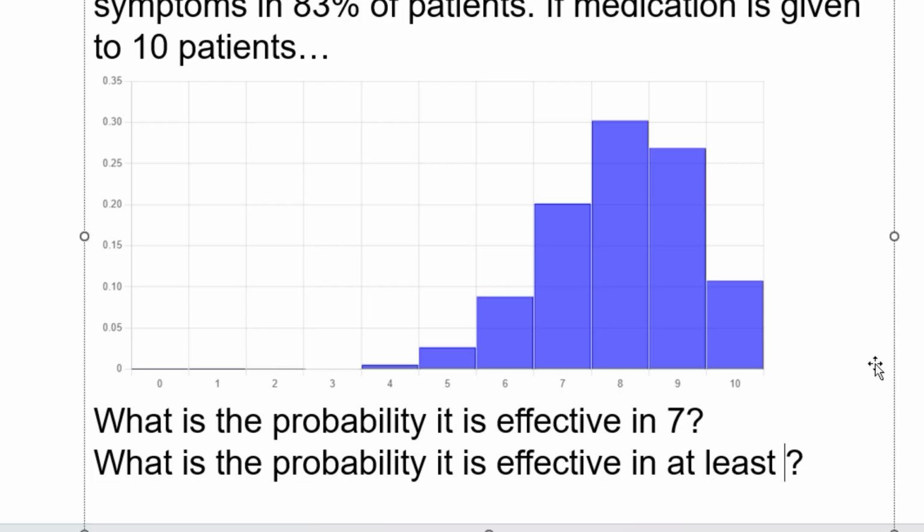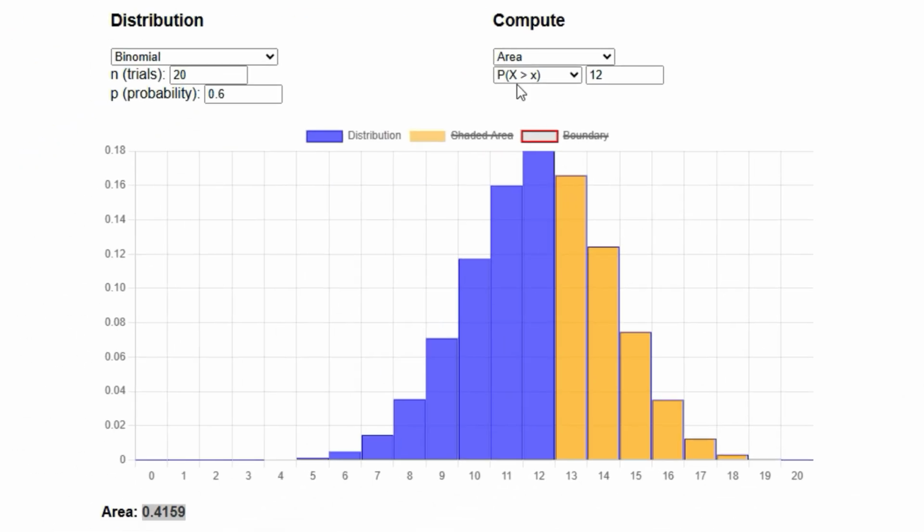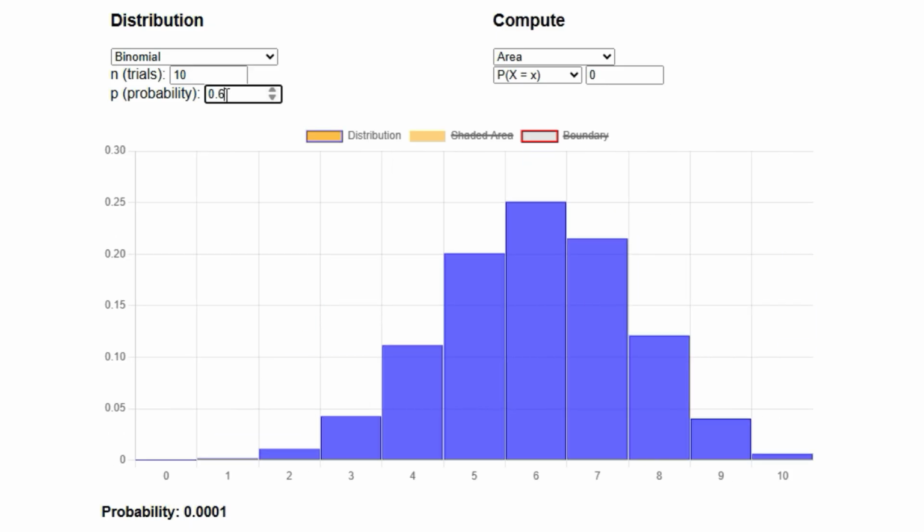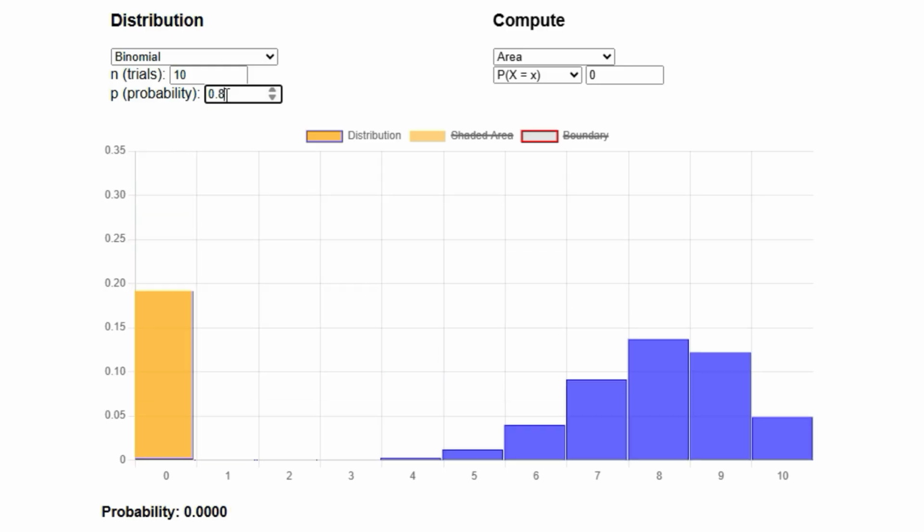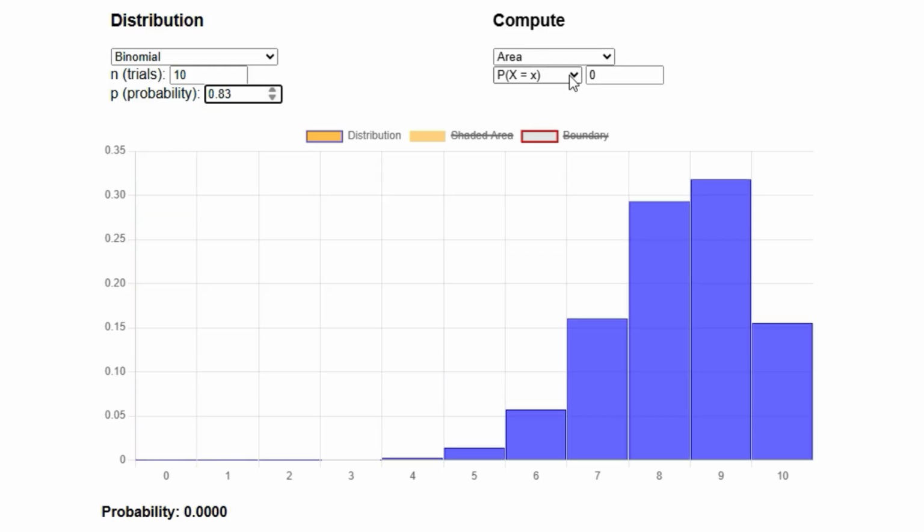The probability it's effective in exactly 7, or the probability it's effective in at least, let's say, 5. Okay, so to find those probabilities, I'm going to come over here to my binomial distribution calculator. I'm going to put in 10 with a success probability of 0.83.